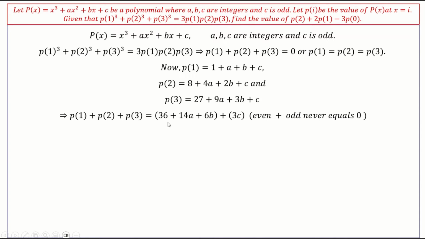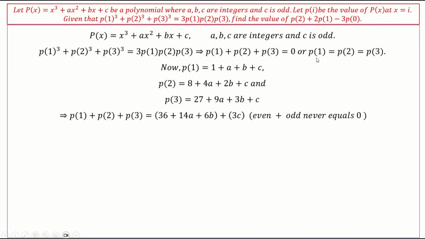So P1 plus P2 plus P3, even plus odd, this never equals 0. So this value you will never get 0, because if you see, this is 36, 14A, 6B. This is an even number, correct? Even number plus odd number, so this will never be 0. That means P1 plus P2 plus P3 is not equal to 0.